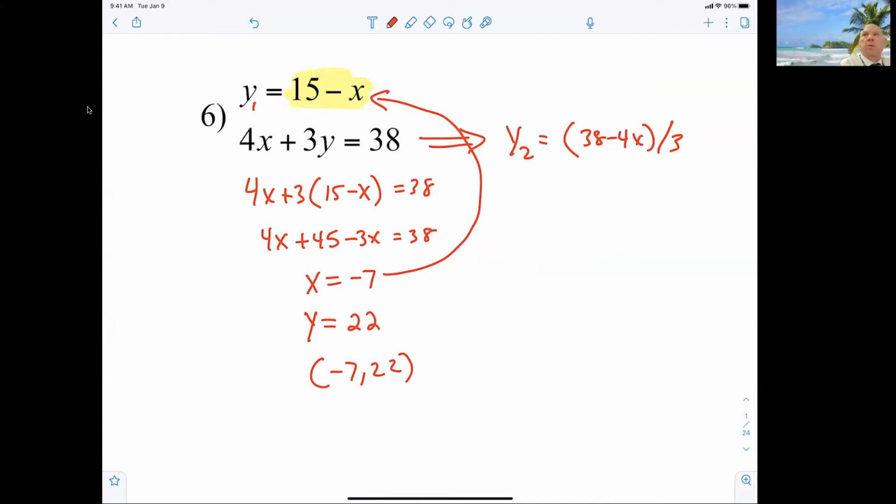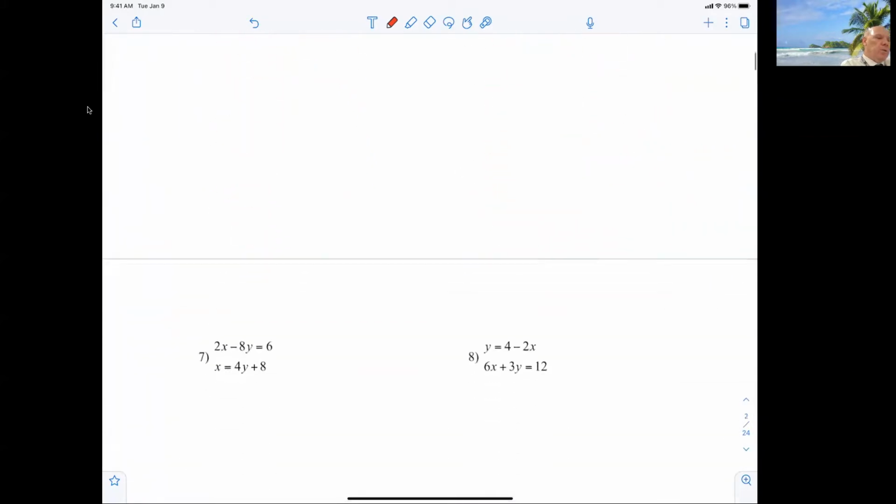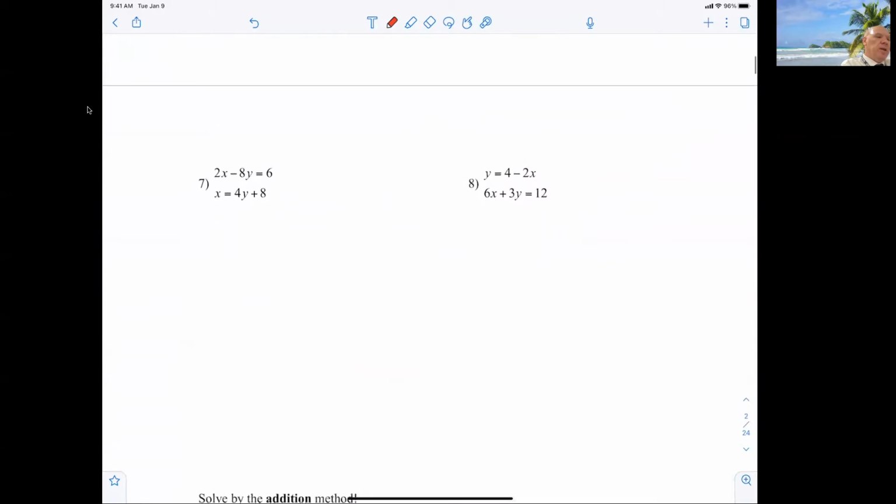Again, if you're worried about your line being outside the window, I'm trying to encourage you, look at Zoom Fit, and it'll put it in there for you. Anybody have any questions? I'm trying not to rush too fast because I want the grades better, but I feel like this is kind of easy. Anybody? All right, here we go. Let's scroll down the page. Number 7 and 8 is easy substitution. You can do that tonight.